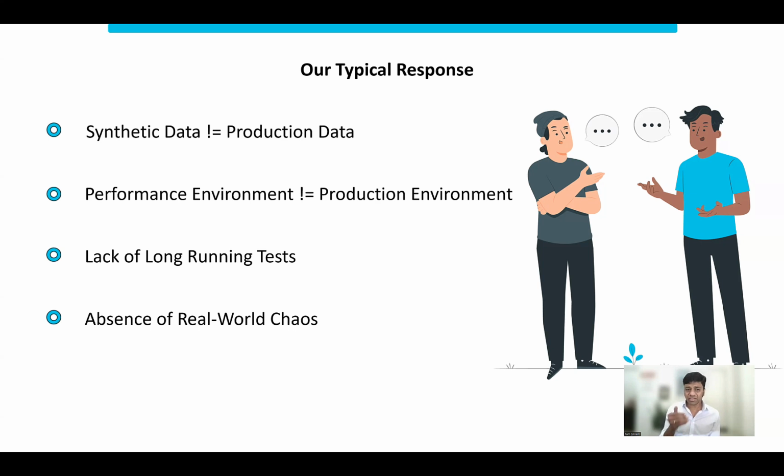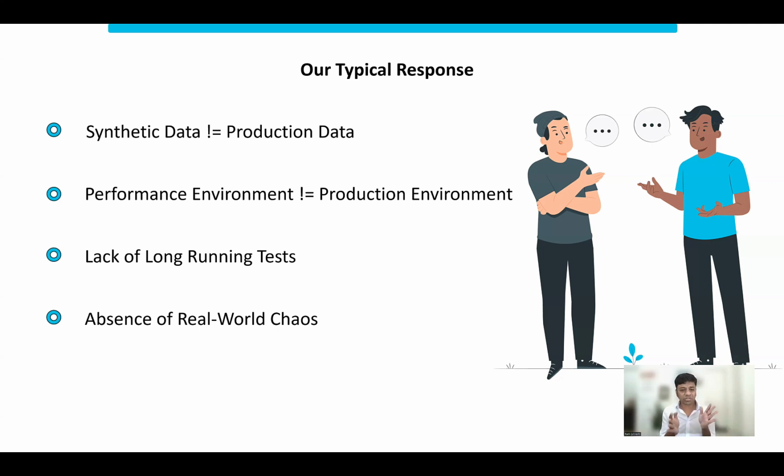And then the next important reason is absence of the real-world chaos in our performance lab. See, in production, suddenly a network glitch can happen. In production, suddenly a load balancer can misroute the transactions. There could be a back-end slowdown. Are we simulating such real-world chaos in our performance lab?